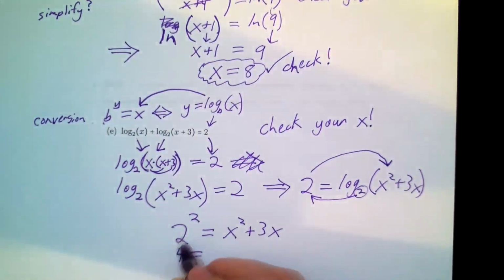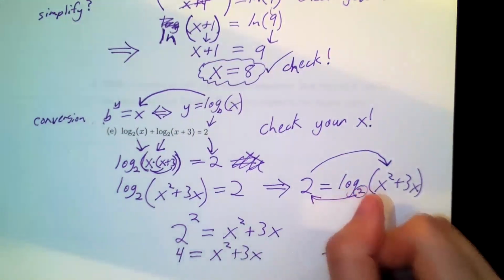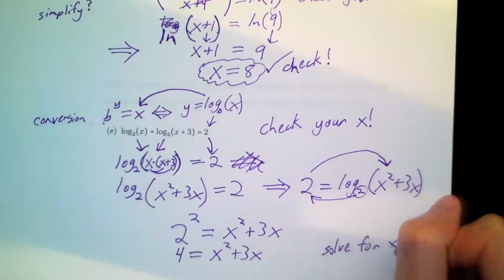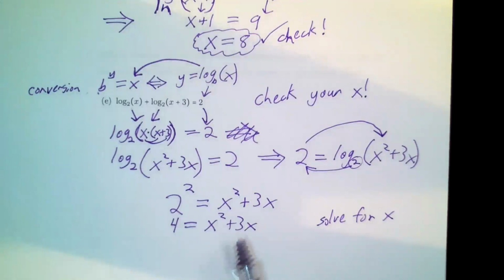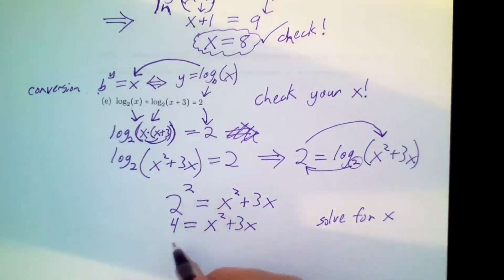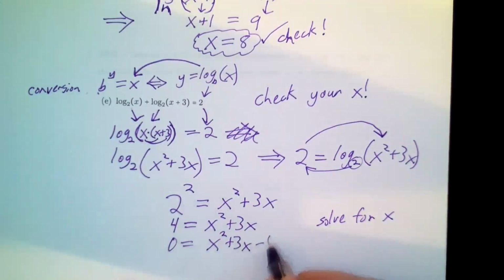4, so 2 squared is 4. 4 equals X squared plus 3X. And I'm supposed to solve for X. That was our ultimate goal the whole time, solve for X. Now, when you have X squared plus 3X equal to 4, you want to subtract the 4 over to where you have 0 equals X squared plus 3X minus 4.